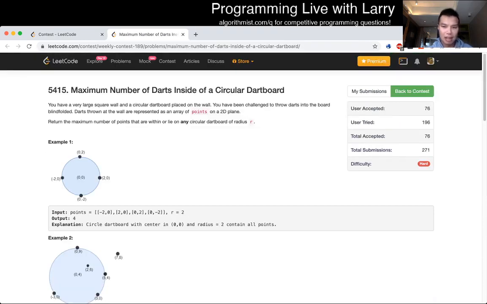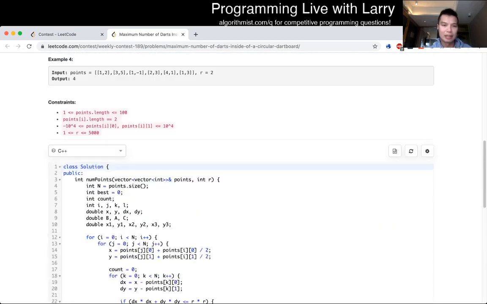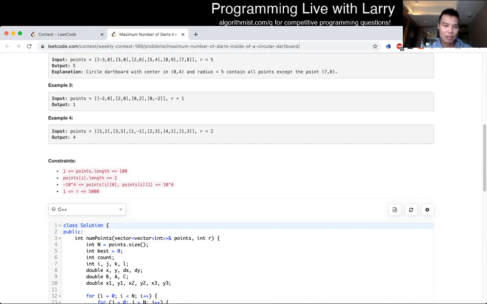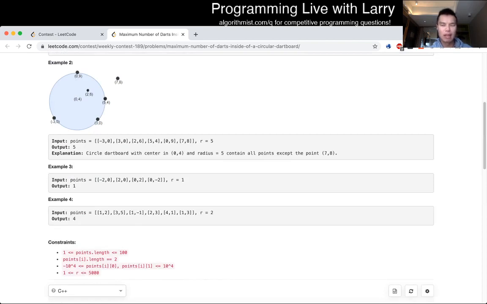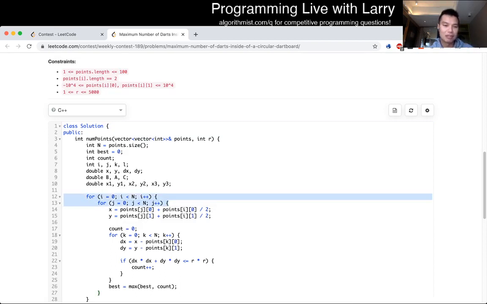Q4, maximum number of darts inside a circle dartboard. I knew how to do this immediately. I've done this before, which makes it a little bit sad that I took so long. The short story is, your center will either be on one of the points, the midpoint between 2 points, or the center of 3 points that form a circle. You could do some math to prove that 3 points uniquely determine a circle, and from that you just brute force. Given that n is equal to 100, this is okay.